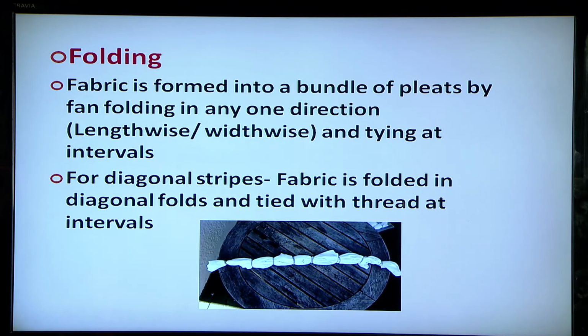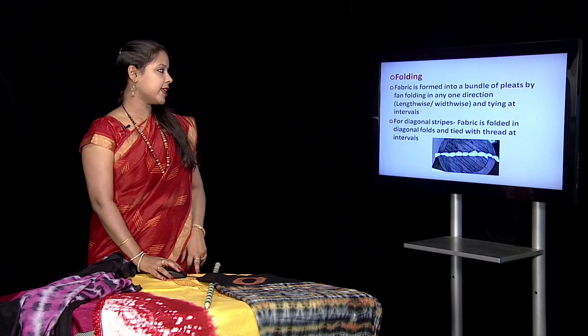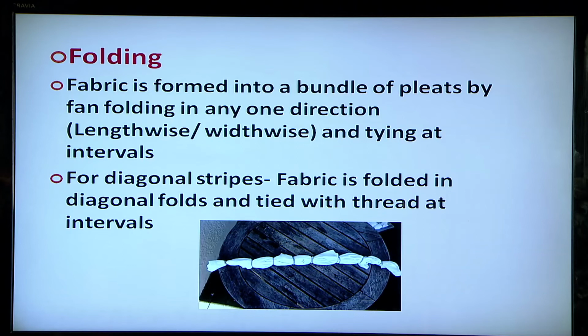Another technique being the folding. The fabric is formed into a bundle of pleats by fan folding in one direction, which could either be lengthwise or widthwise, and tying at intervals. For diagonal stripes, the fabric is folded in diagonal folds and tied with threads at intervals. You can see here the fabric is being folded and is tied at intervals to create the design.